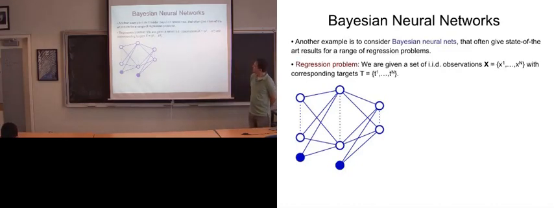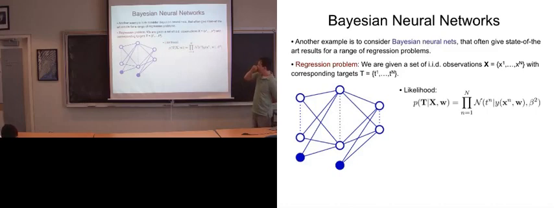Here's the idea. We try to do a regression problem, right? We're given a set of IID observations, x1 up to xn, with the corresponding targets. So we're solving a regression problem. We can write down the likelihood, just as we've done in the linear case. Because the data is IID, the likelihood is going to be given by the product of these Gaussian terms. The mean is going to be given by y, which is some nonlinear function of x, and noise. Okay, that's a standard thing to do.